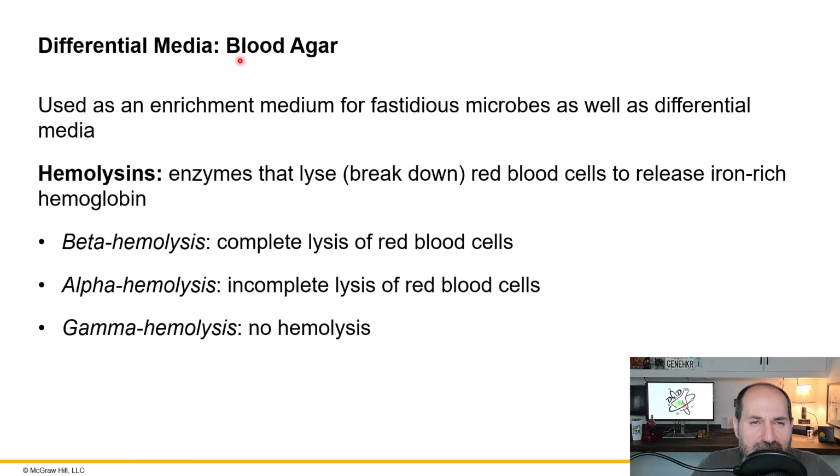Remember, we talked about that blood agar has usually sheep's blood mixed in, and this allows us to screen for hemolysins, which are enzymes that lyse or break down red blood cells. You should know that beta hemolysis is complete lysis of red blood cells, alpha hemolysis is incomplete lysis of red blood cells, and gamma hemolysis means no hemolysis occurred.